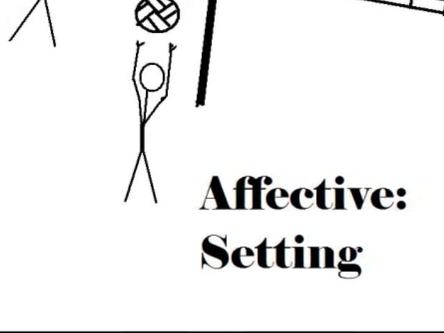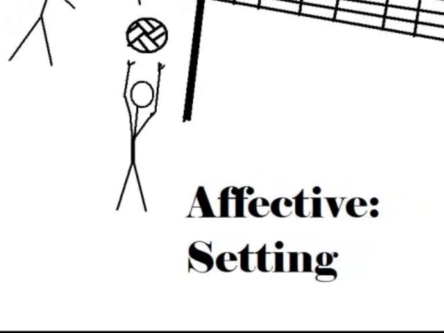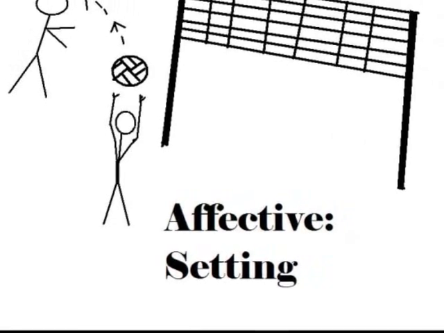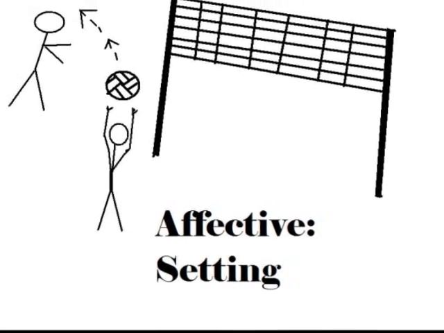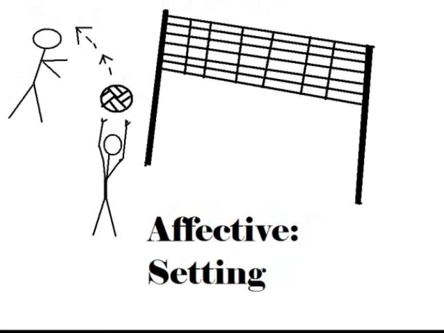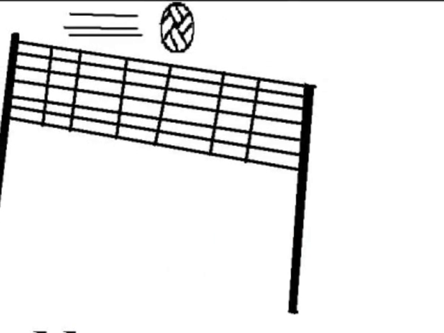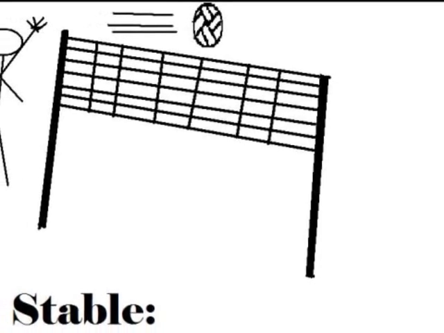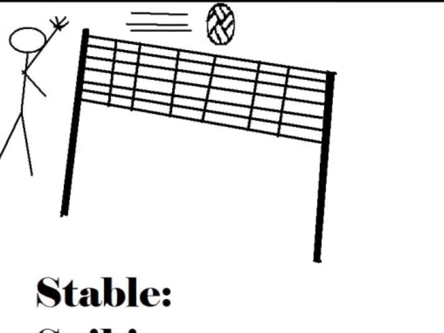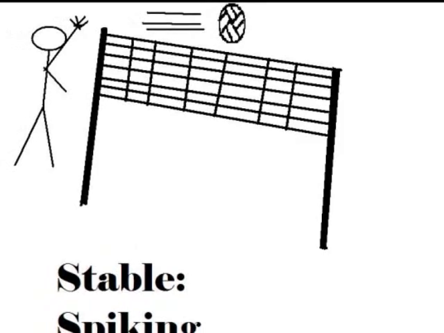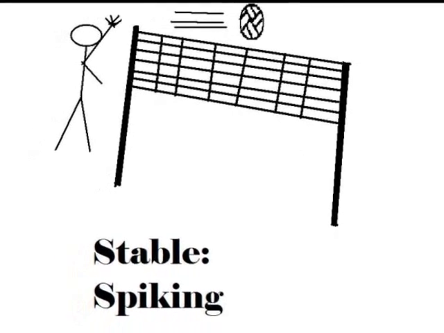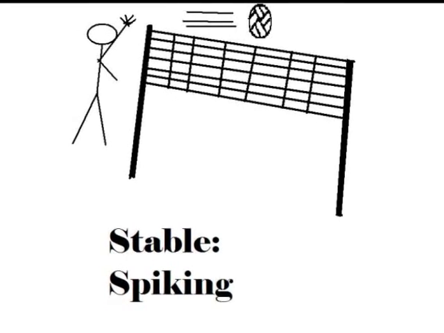And then affective would be like setting. This is where you're trying to help each other out, but there's still some barriers up. When you're setting the ball in volleyball, you're not putting the ball over the net. That net is a barrier. However, with spiking, which would be stable exchange, the net is being passed by. The net is no longer a barrier. So in spiking, it's like stable exchange, because you can hit the ball back and forth with no repercussions.